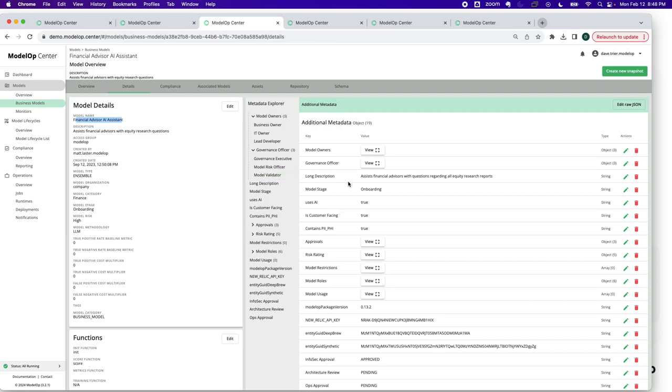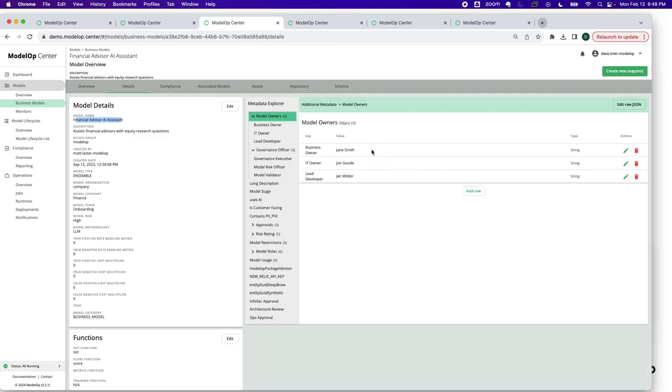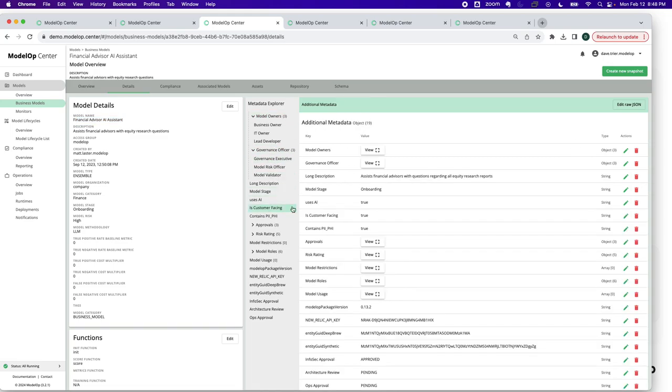And we were able to catalog, well, who are the model owners? Who's the business owners, IT owners? Who's the governance executive, the model risk officers? If we look at it, is this customer facing? Does it contain PHI or PII? All of these pieces of information help to inform the organization around what is the overall usage, limitations, but also the potential risk for this AI system.